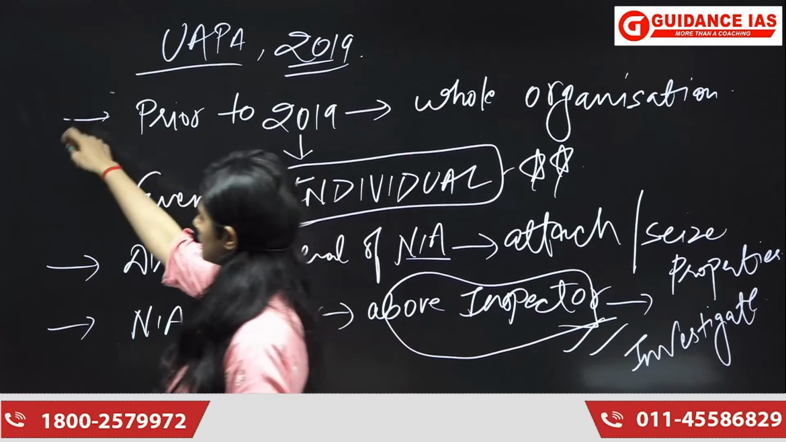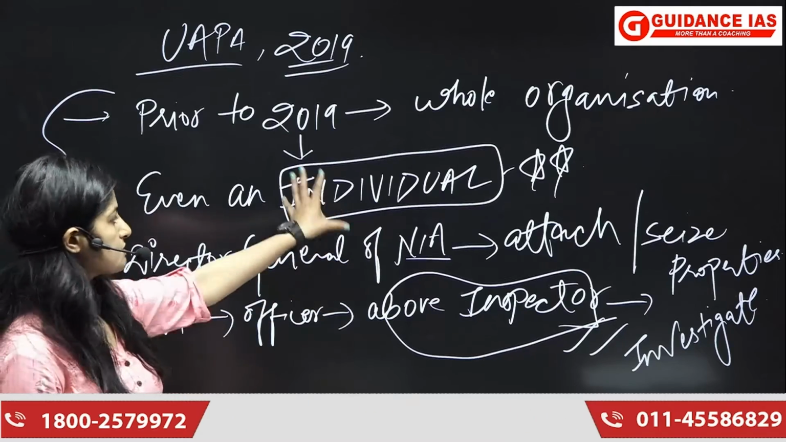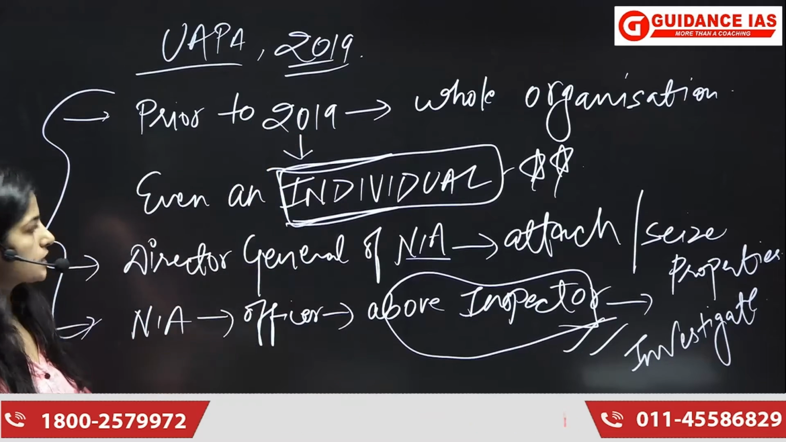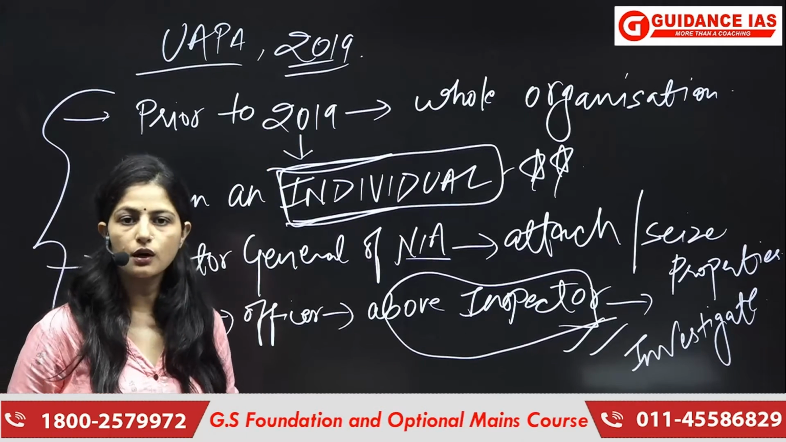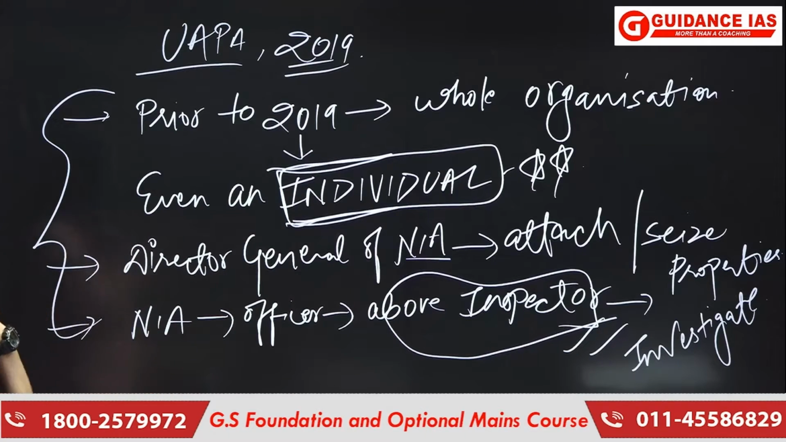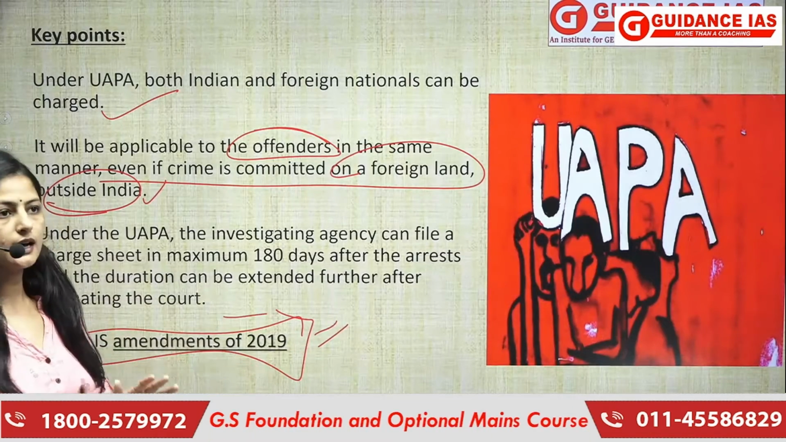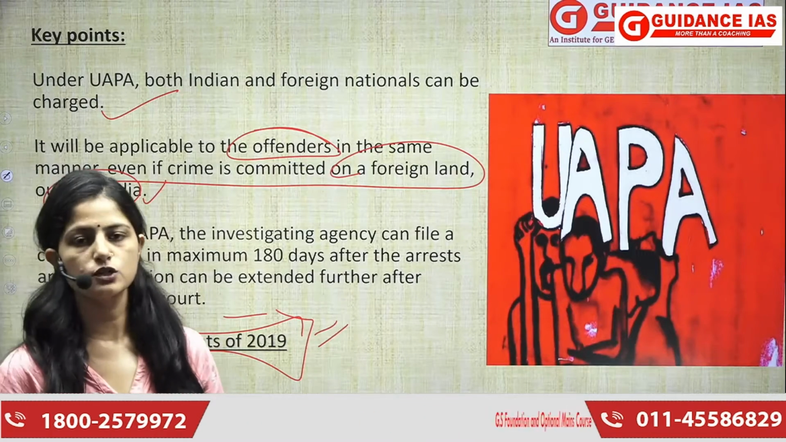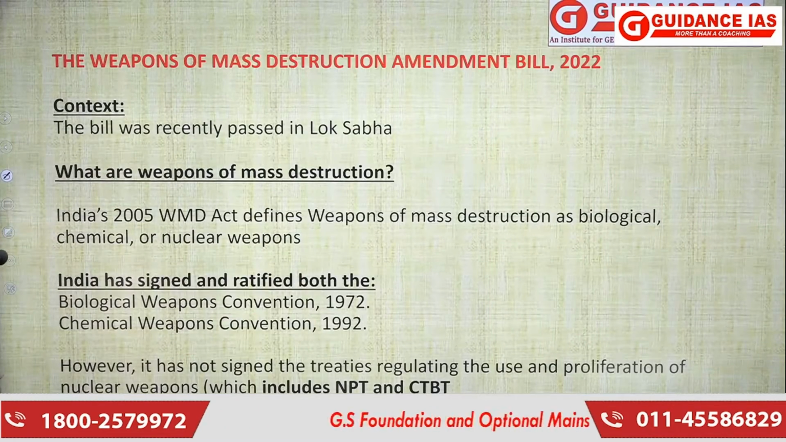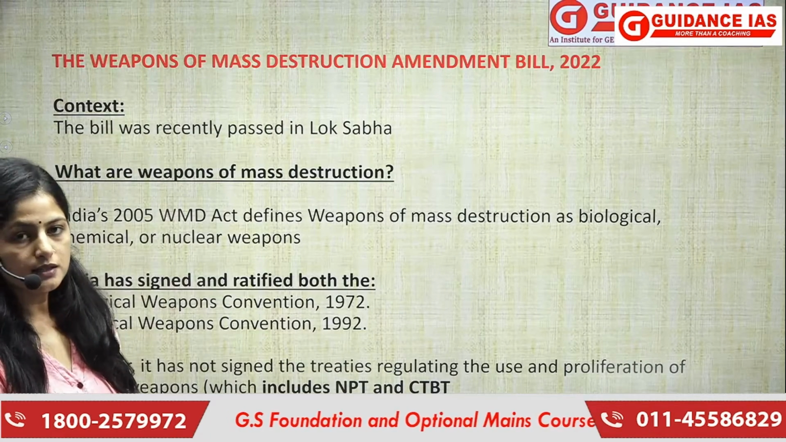So these are the three points which got introduced in 2019. Amongst them, the most important is the individual clause, wherein, along with organizations, we also included an individual person under the UAPA Act. I hope the amendments are clear to you now. That's the entire topic about UAPA, the contextual part of it, and I hope you understood the static portion too. Up next we have the Weapon of Mass Destruction Amendment Bill 2022.